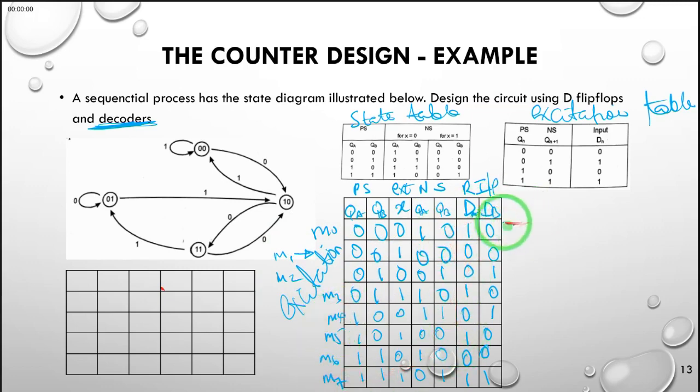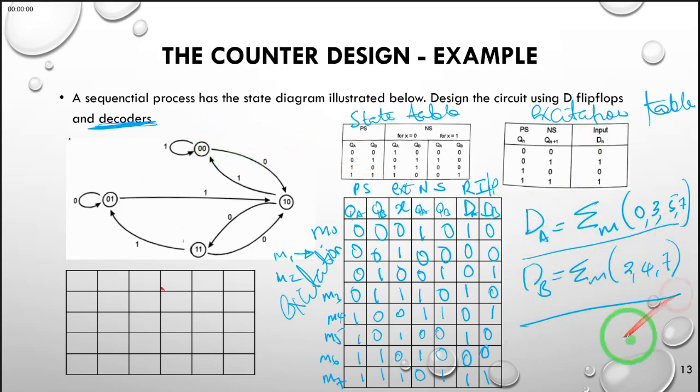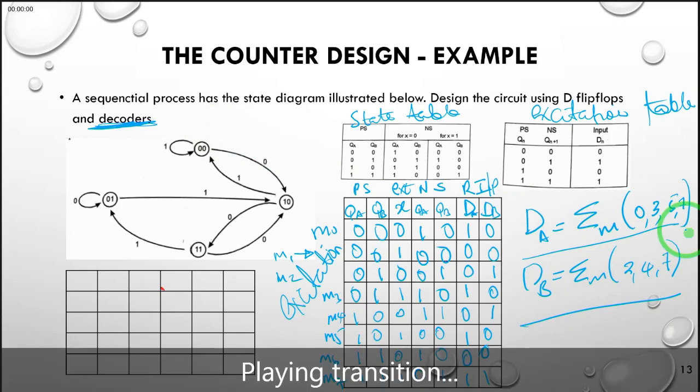And therefore, we can simply ask ourselves, DA is equal to what in terms of minterms? We can simply say that DA is going to be given by minterm 0, minterm 3, minterm 5, and minterm 7. And DB is going to be given by the sum of minterms 2, 4, 7. Because that is our design, the only remaining step is to implement our final circuit. The final circuit is going to be made up of 2 D flip-flops and a decoder that implements these 2 combinations of minterms. Our next diagram shows us that.